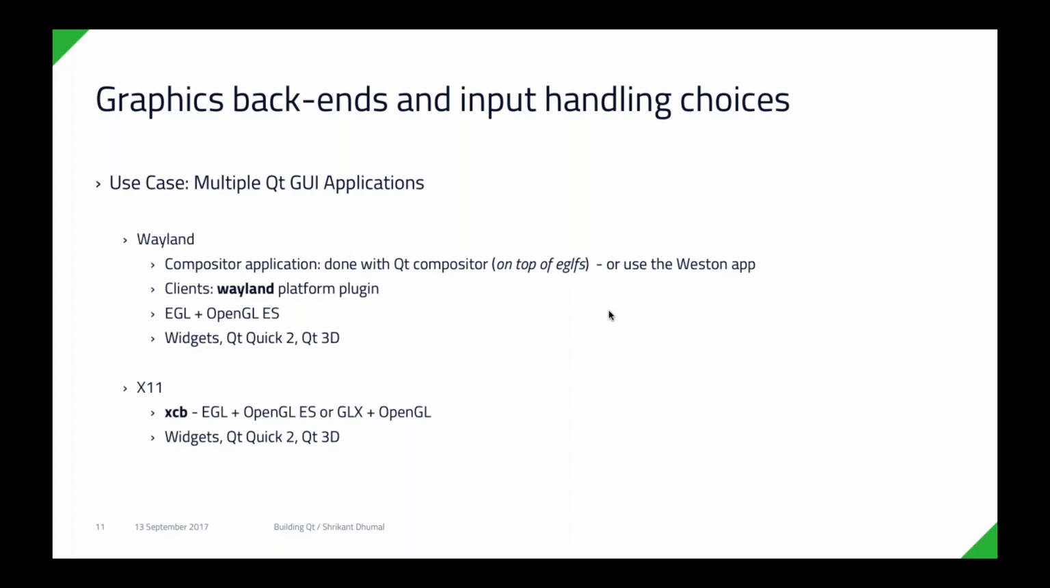In either case, all your clients, the Qt applications, would be using the Wayland platform plugin, and that supports EGL plus OpenGL, and you can run widgets, Qt Quick or Qt 3D applications there. For X11, there are two choices: EGL plus OpenGL, typically on the embedded side, and GLX plus OpenGL on the desktop side. You won't typically run GLX on the embedded side. And when you are using the XCB plugin, you have the option of running widgets, Qt Quick 2 or Qt 3D applications.